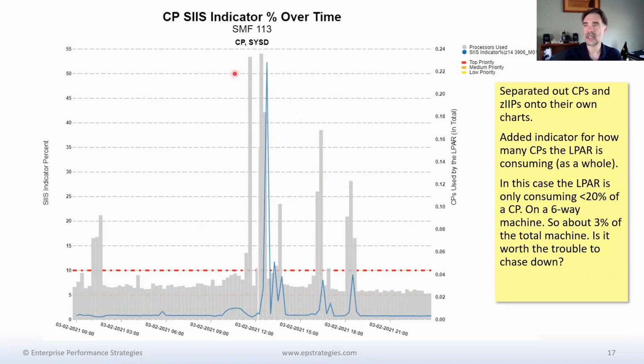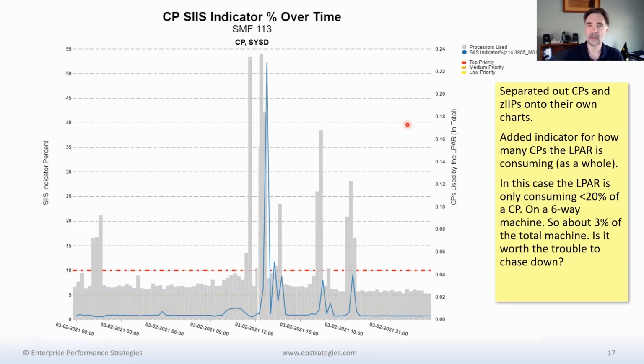In this particular case, what we're seeing is that during this big spike here, the indicator percent spiked over 50%. So it looks like, hey, there is significant overhead here caused by SIS. We really might want to go find this, right? But if we look at the actual utilization value for that interval, it turns out that it's using less than 20% of a single engine, right? So less than 0.2 CPs.